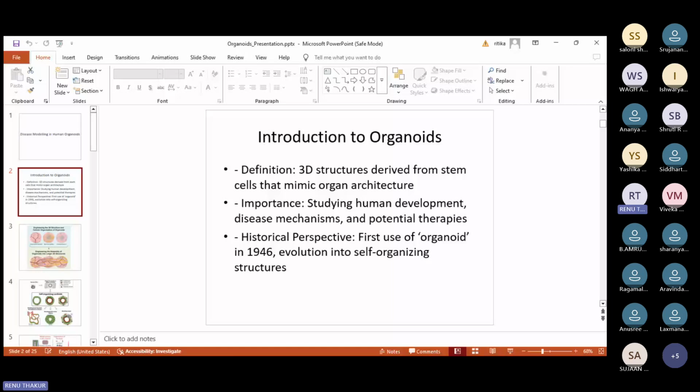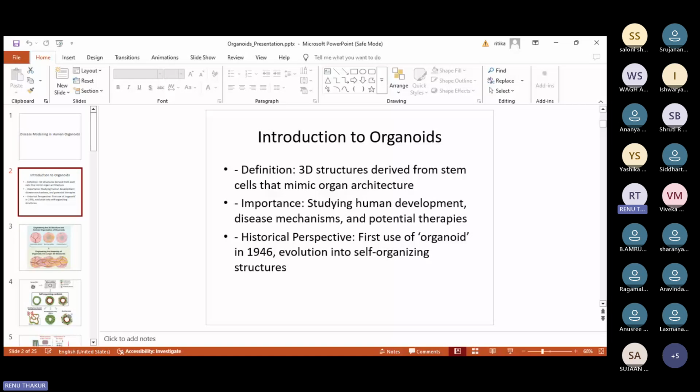Okay, so till now we have discussed the cell lines, or the cells, only stem cells, which can be differentiated into a particular organ, or a particular tissue, and on which we have tried to study some drug discovery, or some therapies. Today we'll discuss organoids.